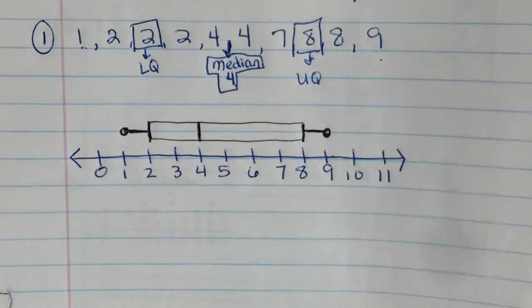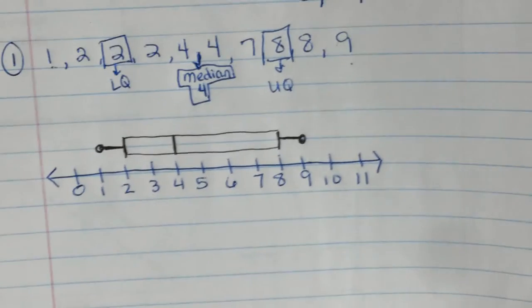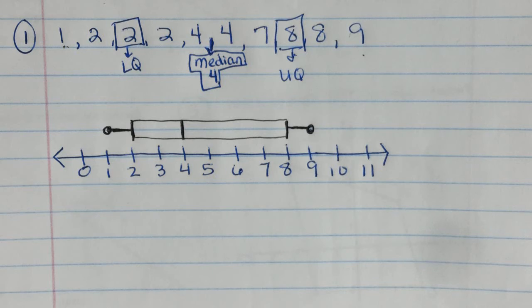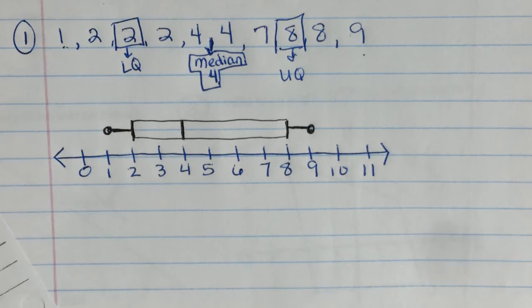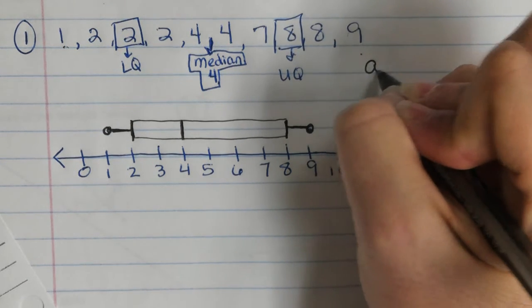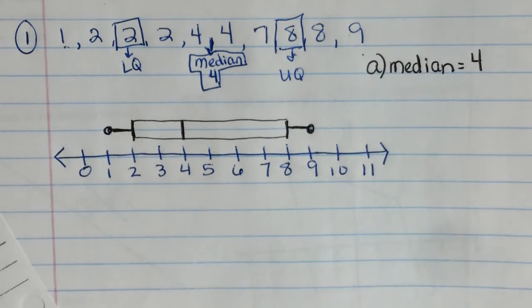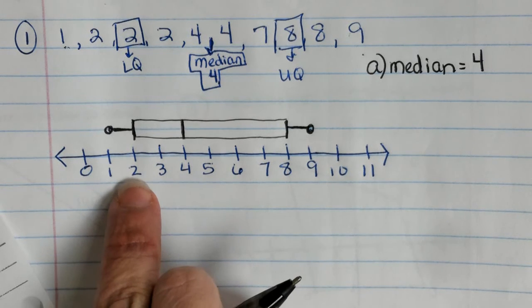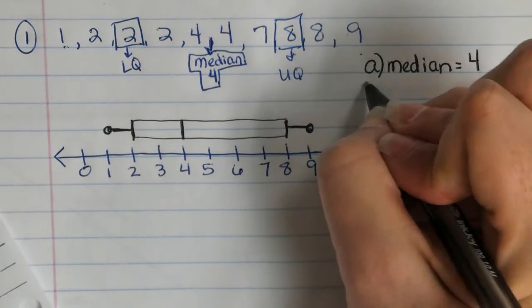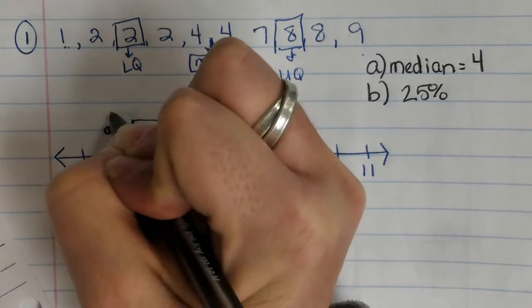Now, kind of going back to the questions they ask. Trying to show it to you at the same time. Okay, so it asks on the homework, what is the median? So looking at it, the median is what? 4. And I've got that because of the middle line. What percent is less than 2? 25%, because that whisker is 25%.